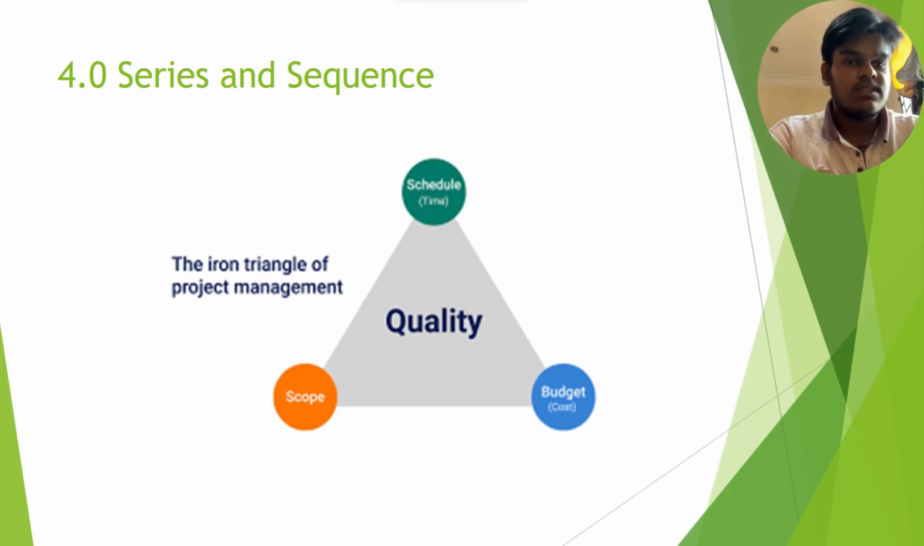Now we are going to see the application of series and sequences in project management. In project management, the triangle of project management is most important. As we know, there is schedule, budget, and scope. We should always manage these three together, because if the time of the project is increased, the budget will be increased. When the budget is reduced, the time will be increased. Both will affect the quality and the scope of the project.